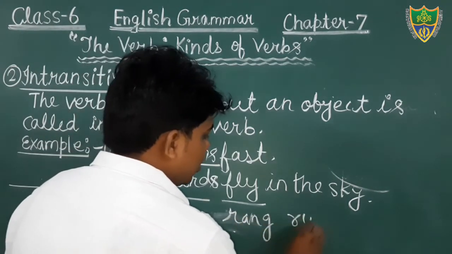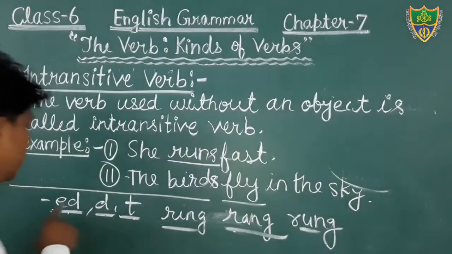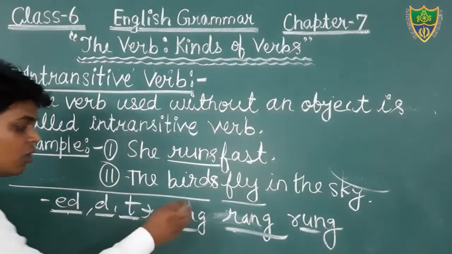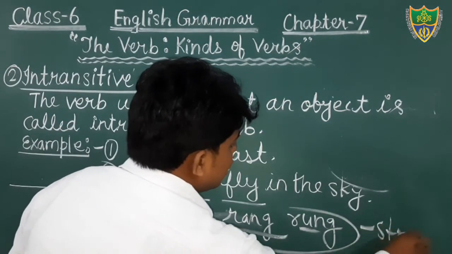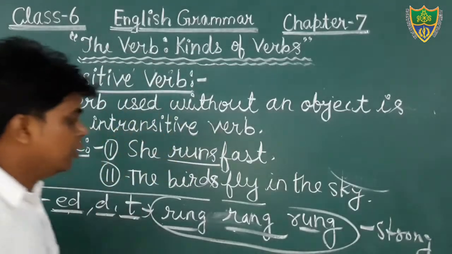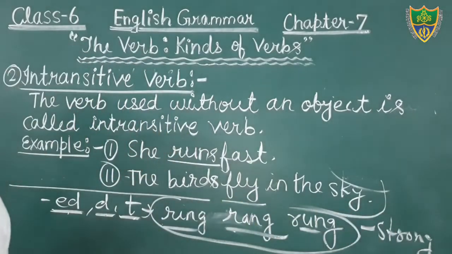Okay, rung. That is the past participle form. Okay, we are not adding here ed, d, t. So that is what kind of verb? Strong verb. That is strong verb. No need to write. Dear students, you will write up to this only. You will write up to this.